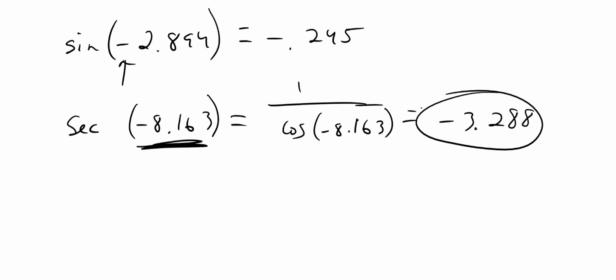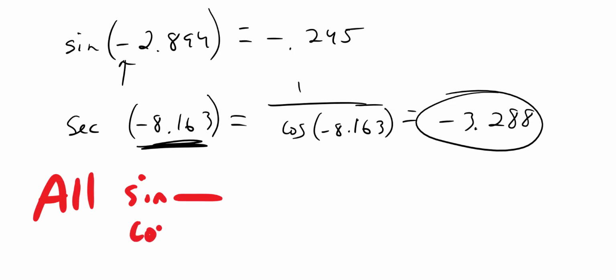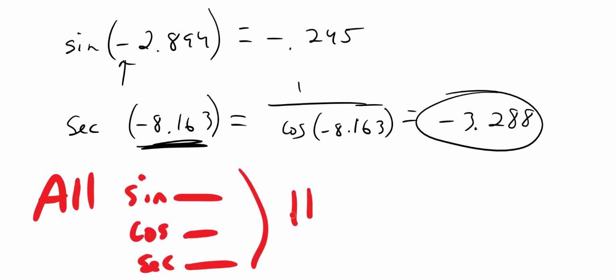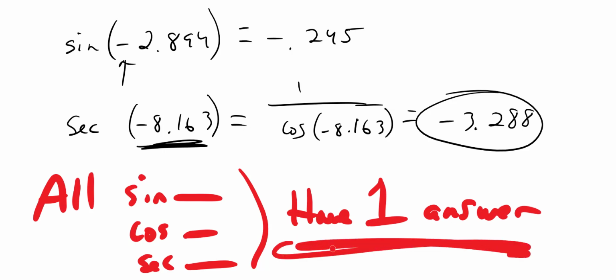I want to point something out here, math fans. All of these, I'm going to put this in red, big bold letters. If I just said sine of something or cosine of something or secant of something, these all have one answer. That's huge. They all have one answer. It makes sense. If I said, what's the sine of 5 pi over 6? One answer. Sine of 10 pi over 3, one answer. Okay, they all have one answer.